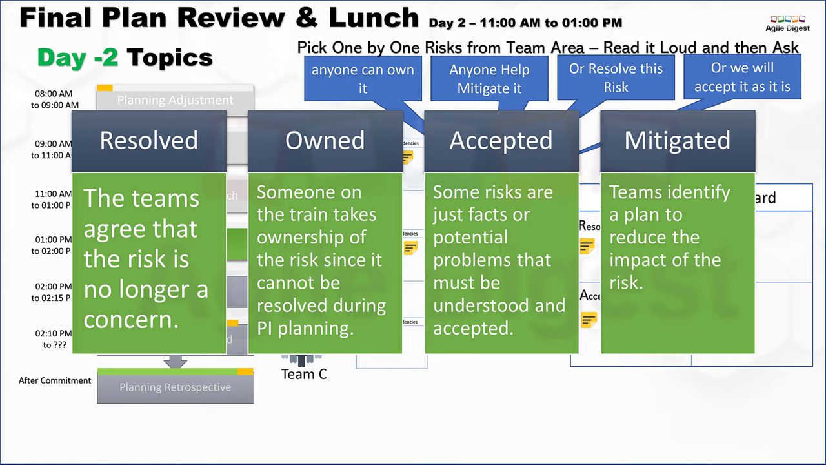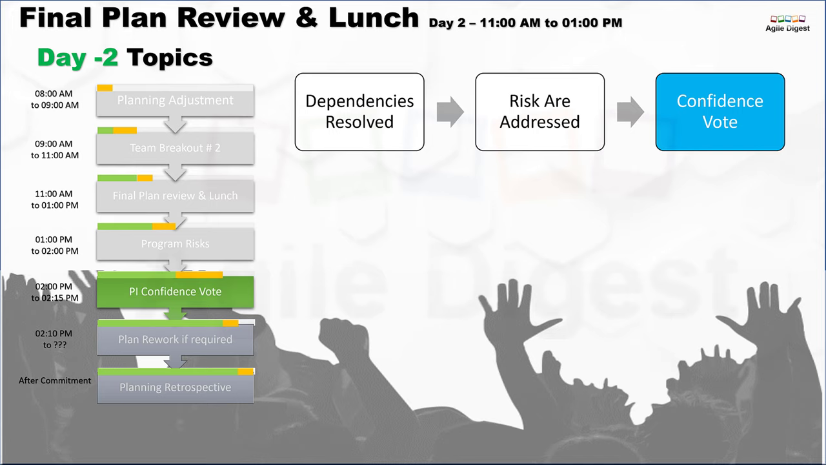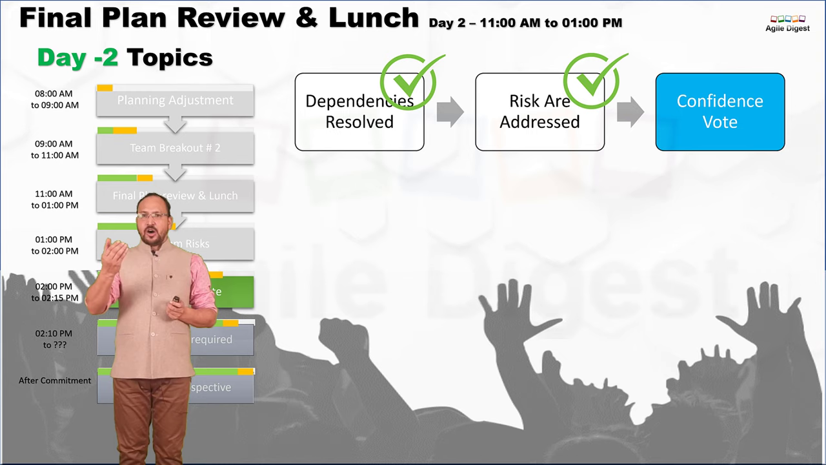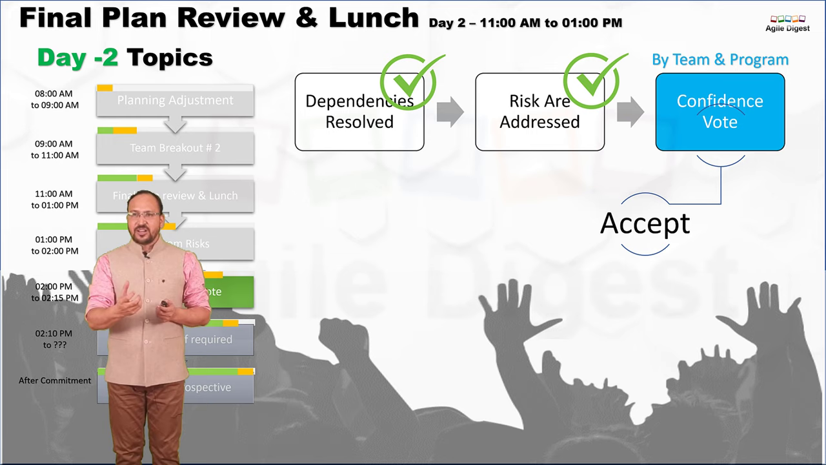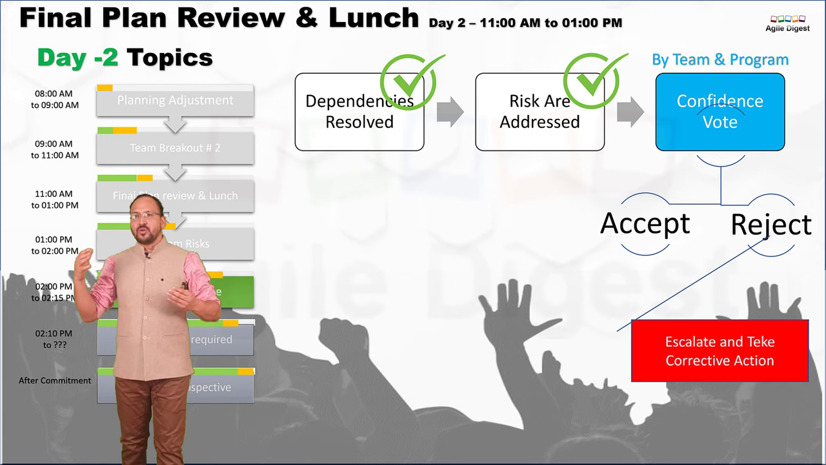Right, the next topic we'll talk about is the PI confidence vote. As we already talked about, dependencies are resolved and risks were addressed, and now it's time to take the confidence from everyone, so that everyone has the same confidence in this particular plan. If we have low confidence, we'll see that as a rejection. If it's high confidence, we'll take that as an acceptance. If it is a rejection, then that may get escalated and corrective actions may be required. We may need to adjust the plan.